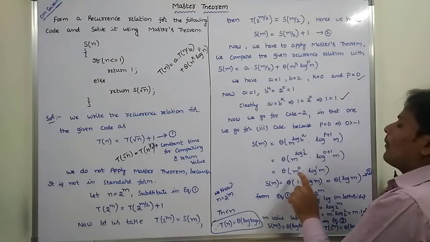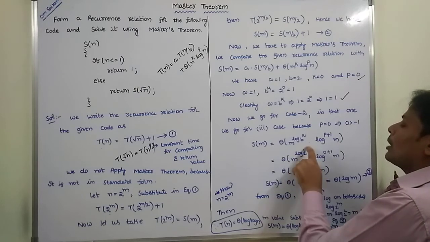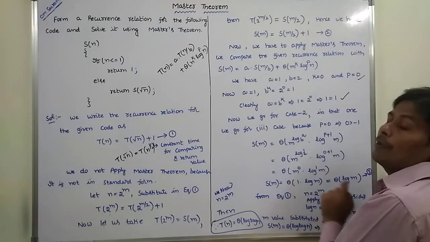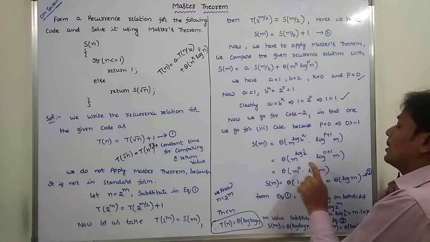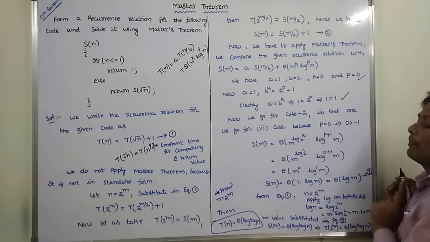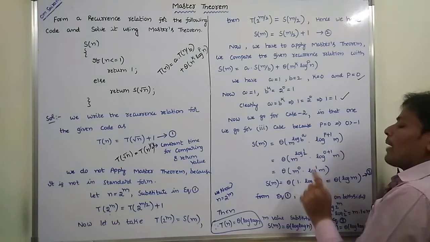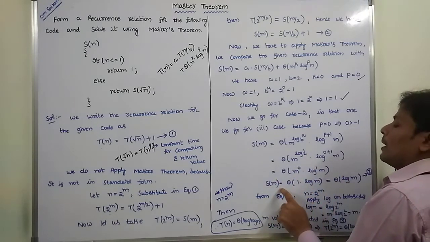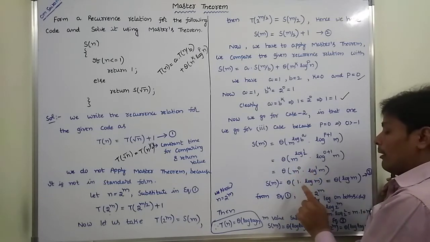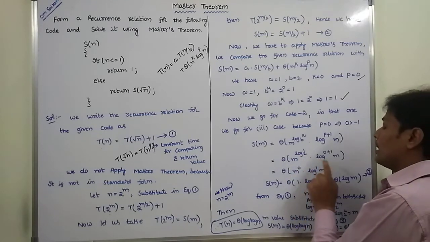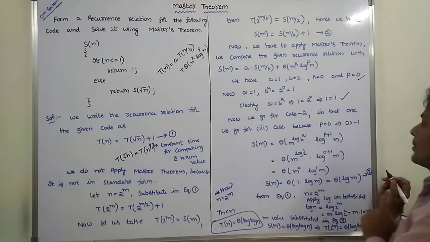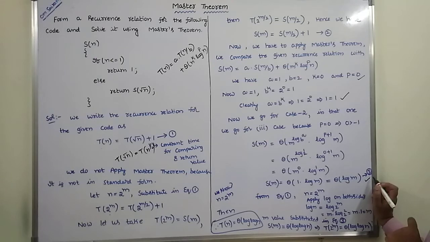So theta of m power, here log 1 base 2. Log 1 base 2 value is 0, so m power 0 into log power 0 plus 1, that is 1, into m. So m power 0 value is 1. So S of m is equal to theta of m power 0, which is 1, log power 1 into m. So that is theta of log m. So this is equation 3.